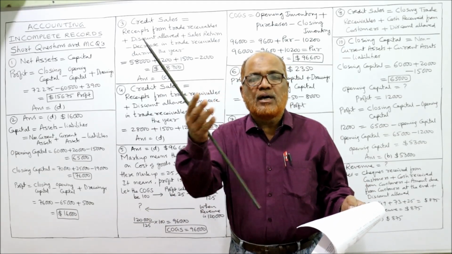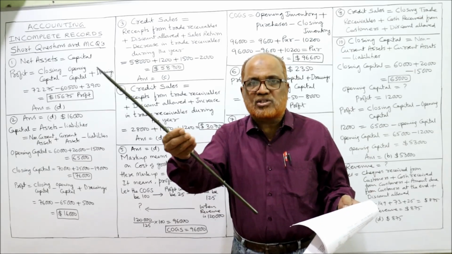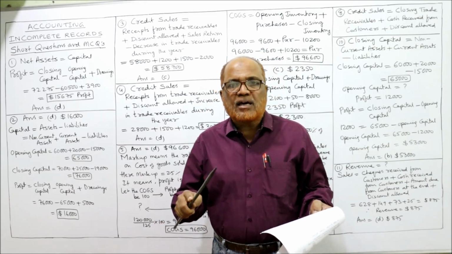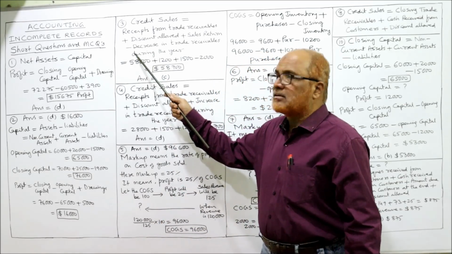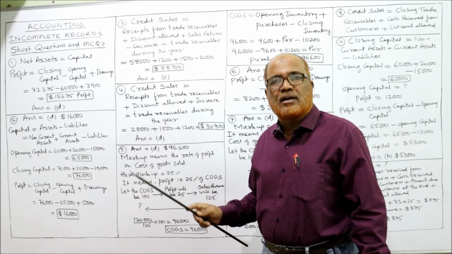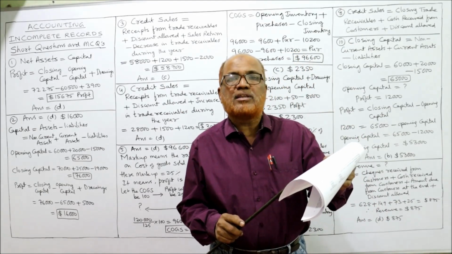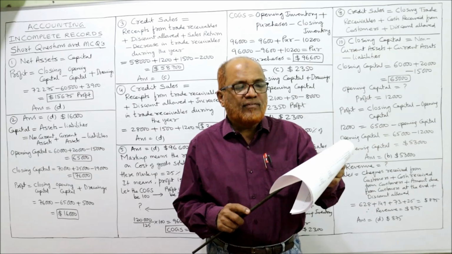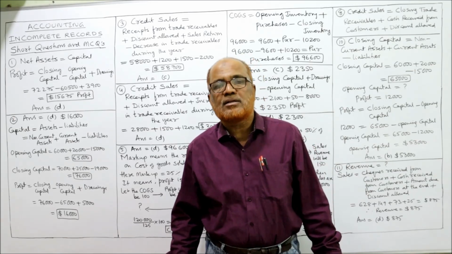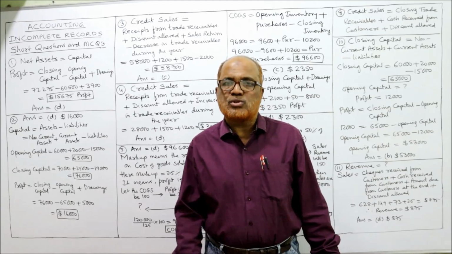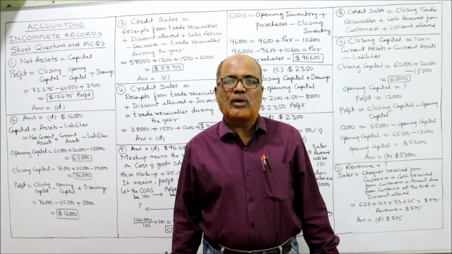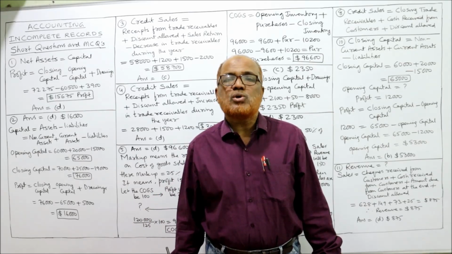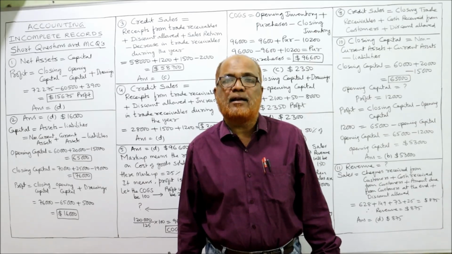So two items we have taken: checks received from trade receivable, and to this we add discount allowed. Then the change in trade receivable is adjusted. Now we have to check whether increase or decrease. Beginning of the year trade receivable were 3,000. End of the year trade receivable are 4,200. So there is increase. Increase in trade receivable.